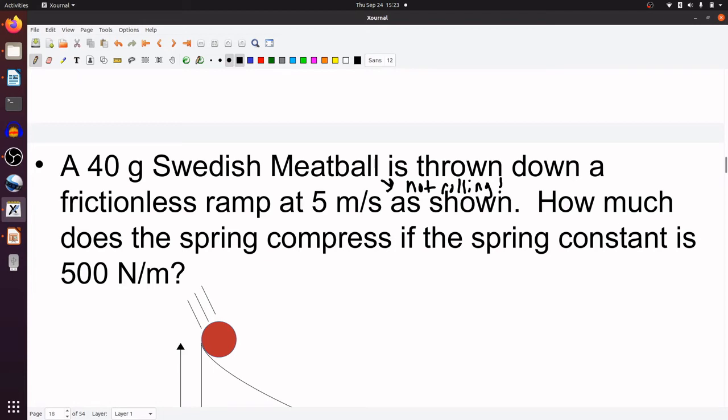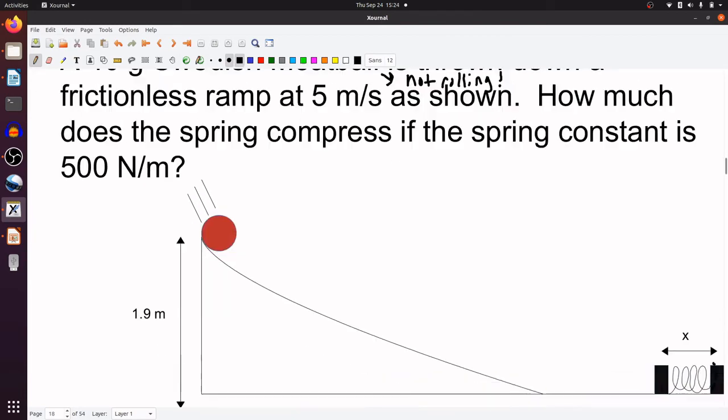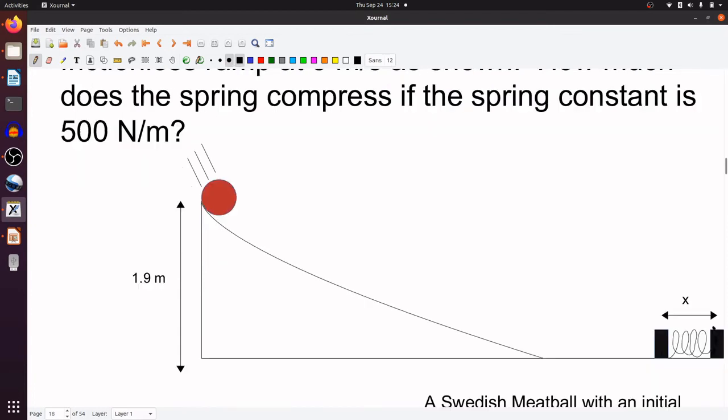Meatballs probably wouldn't really roll. It would probably kind of slide, maybe roll a little bit, but we'll assume there's not a lot of rotational motion there. The reason I say that is because, well, let me read the problem first. A 40 gram Swedish meatball is thrown down a frictionless ramp, because Swedish meatballs, at 5 meters a second from a 1.9 meter ramp. We want to figure out how much the spring compresses if the spring constant is 500 newtons per meter.